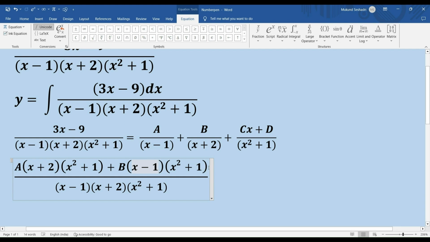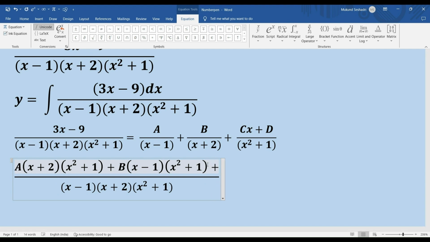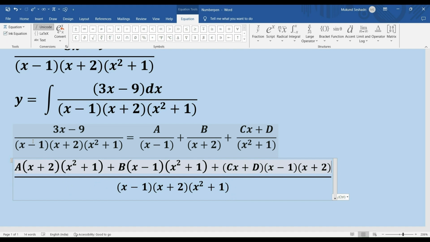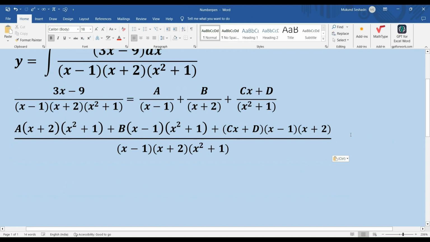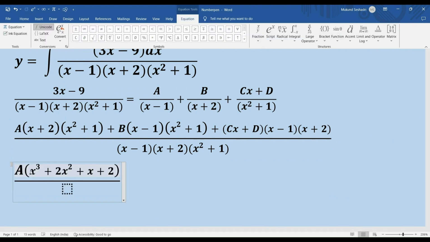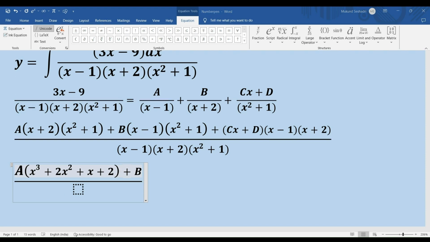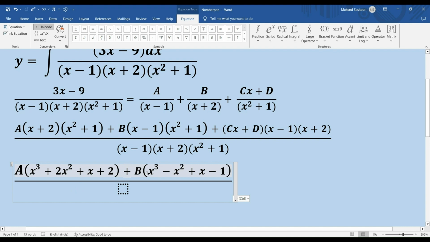And in a very similar fashion, I go to the third term, which is Cx plus D divided by x squared plus 1. And to express this part of the entire expression using the common denominator, what do I get? This is what I get, right? So I'm going to expand the numerator, keeping the denominator as it is. And what do we get? My first term is A times x plus 2 into x squared plus 1. My A times x plus 2 into x squared plus 1 becomes A times x cubed plus 2x squared plus x plus 2, right? And then I have B times x minus 1 into x squared plus 1, right? So let's expand this and what does it become? It becomes B times x cubed minus x squared plus x minus 1, right?